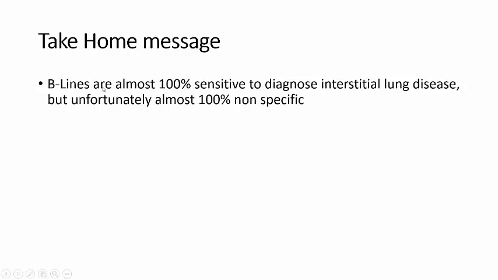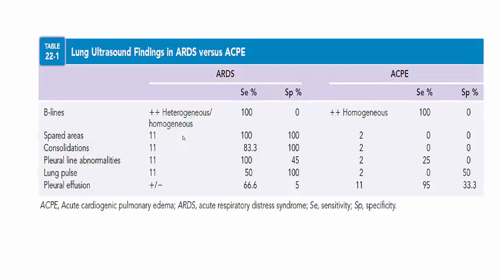Take home message. B lines are almost 100% sensitive to diagnose interstitial lung disease, but unfortunately almost 100% non-specific. In this very important article to compare between ARDS and cardiogenic pulmonary edema, B line was present in 100% of patients with ARDS, and unfortunately 100% of patients with acute cardiogenic pulmonary edema. So if you rely only on the B line in the ICU, believe me, it is critical and dangerous to the patient because it's non-specific.